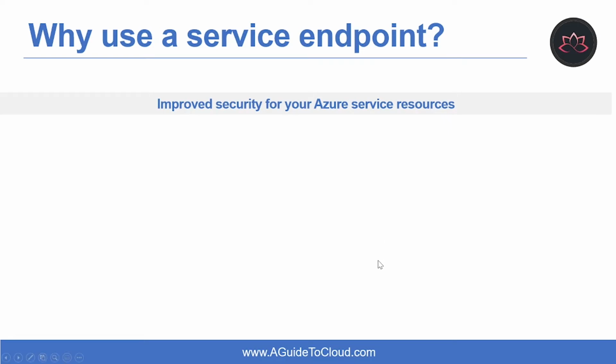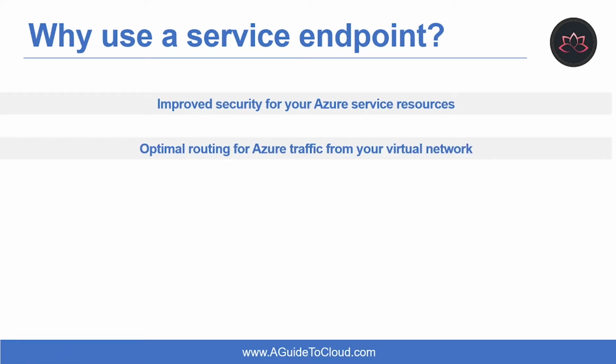Second reason to use service endpoint is it gives you optimal routing to Azure service traffic from your virtual network. Today, any routes in your virtual network that force internet traffic to your premises or virtual appliances, known as force tunneling, also force Azure service traffic to take the same route as the internet traffic. Service endpoints provide optimal routing to Azure traffic.